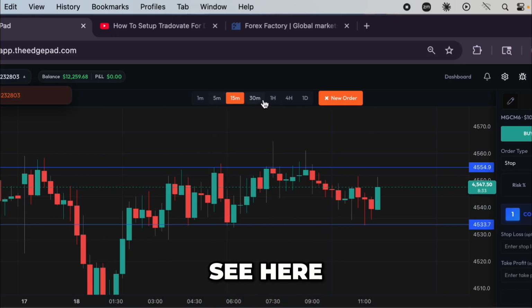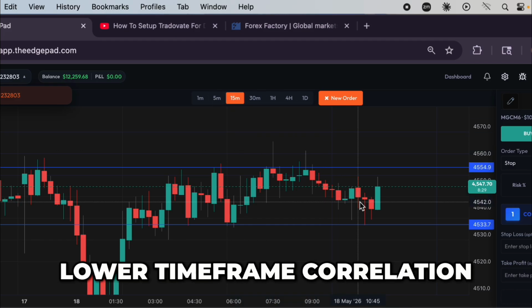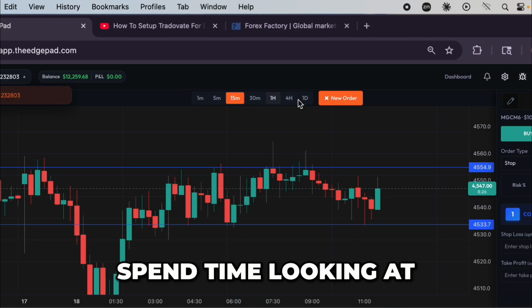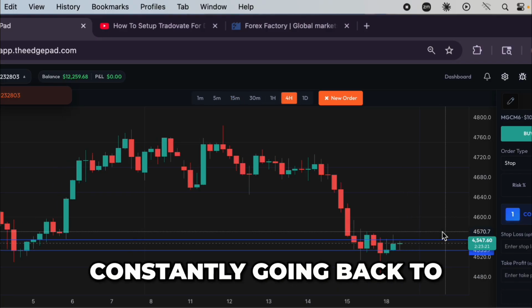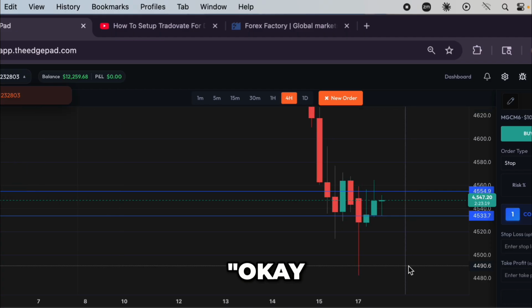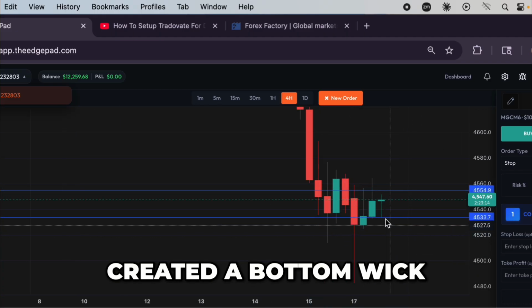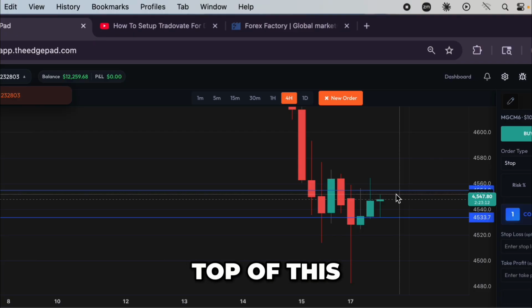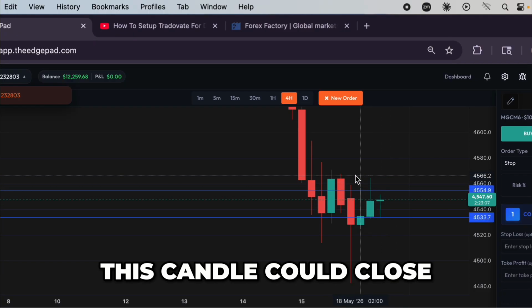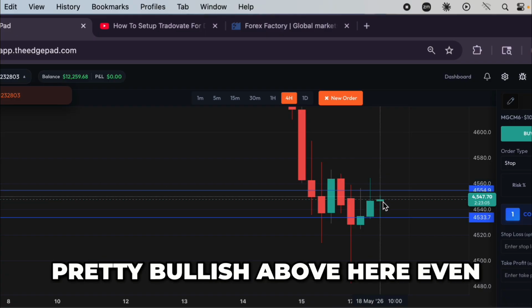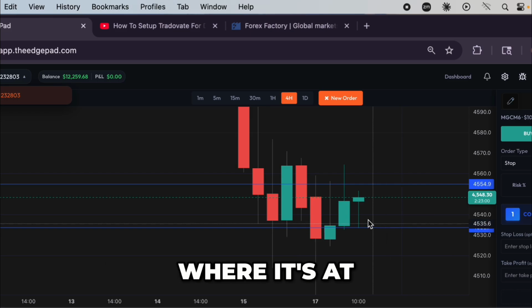So as you can see here, this is me doing higher time frame correlation versus lower time frame correlation. The more that you spend time looking at how they work together, it really helps you. So that's why I'm constantly going back to the 4 hour and saying, okay, where's the 4 hour kind of trading in this range? This current 4 hour has created a bottom wick. If it breaks the top of this, it has a high likelihood that it could fill this, right? And this candle could close pretty bullish above here even. But right now, as you can see here, this is kind of undecided where it's at, right?